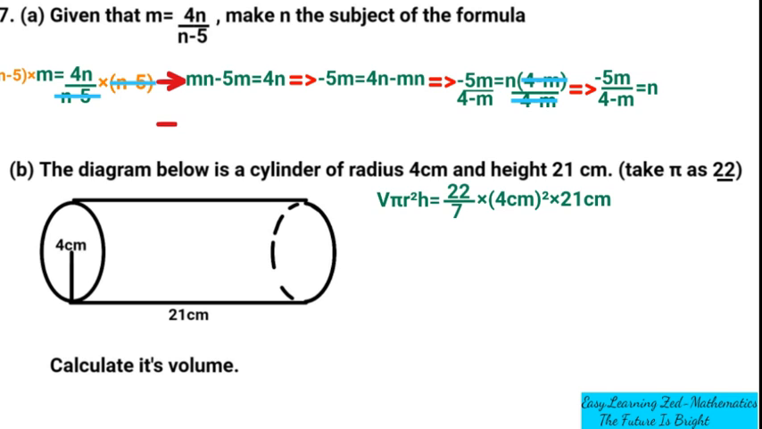Once I've done that, the next thing we're going to do is simplify everything. We're going to find a number that has a common factor with 7. When you look at 22, it doesn't have a common factor with 7. 4 as well, but 21 has a common factor with 7, which is 7 itself.